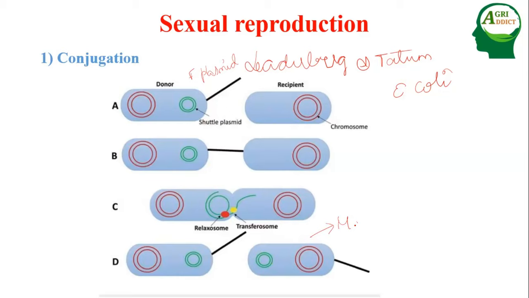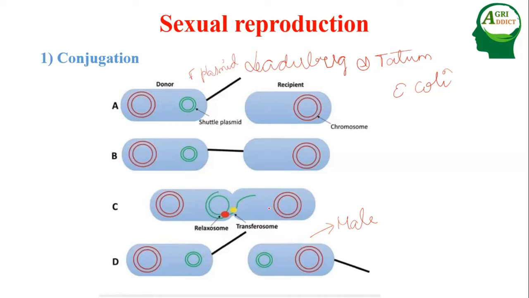Then we call it a conjugation. So the reaching of fertility plasmid from male to female and converting the female to male, we call it conjugation, to bring about the recombination in case of bacteria.